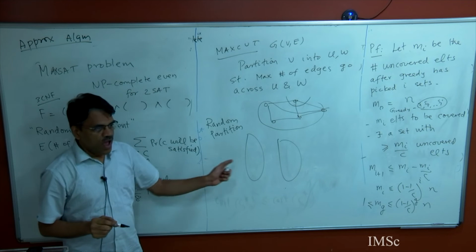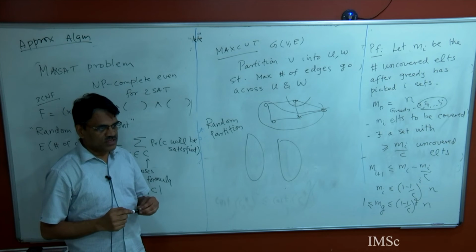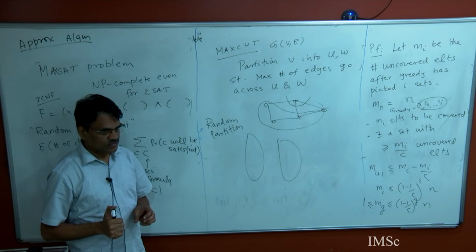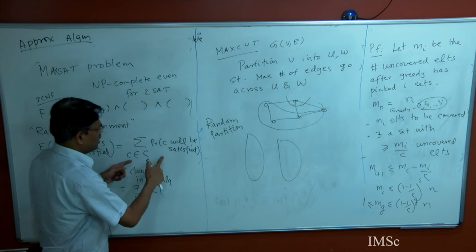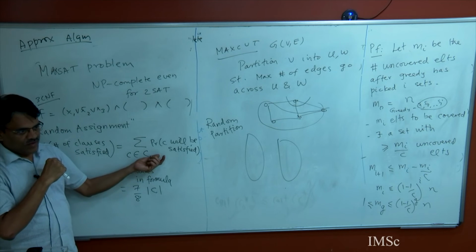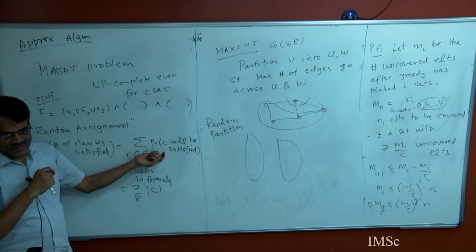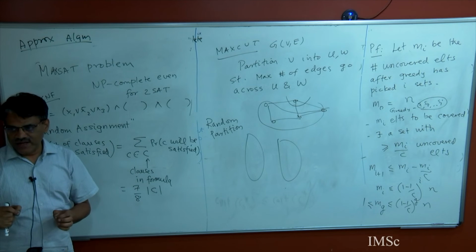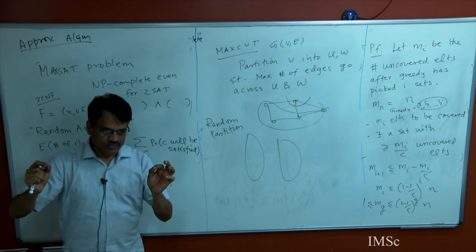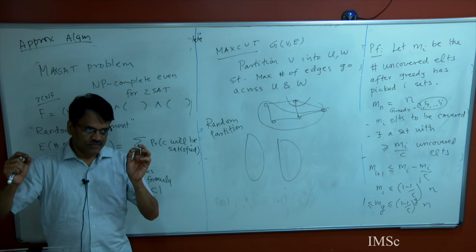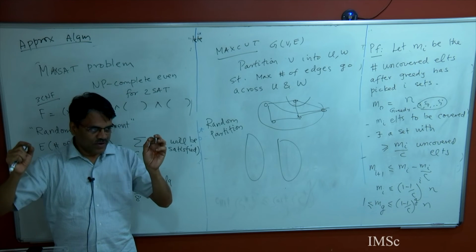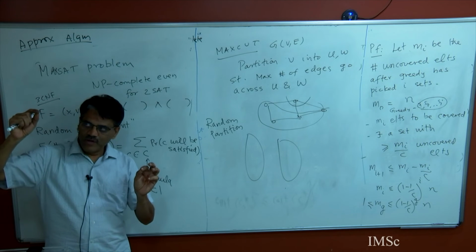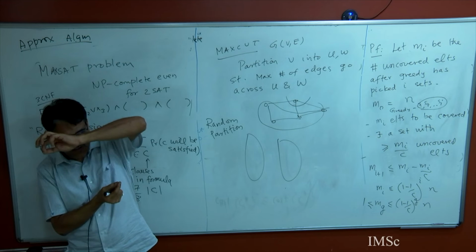What is the expected number of edges in the cut? Well, let's argue exactly like this. Sum over all edges. Pick an edge. What is the probability that it is in the cut? Yes, what is that probability? 1 by 4 this way, 1 by 4 this way.